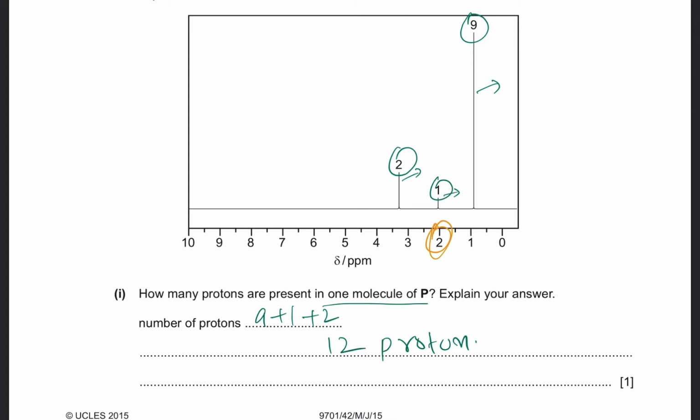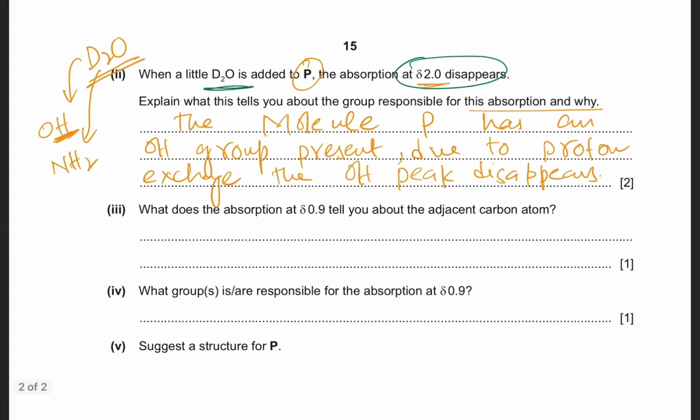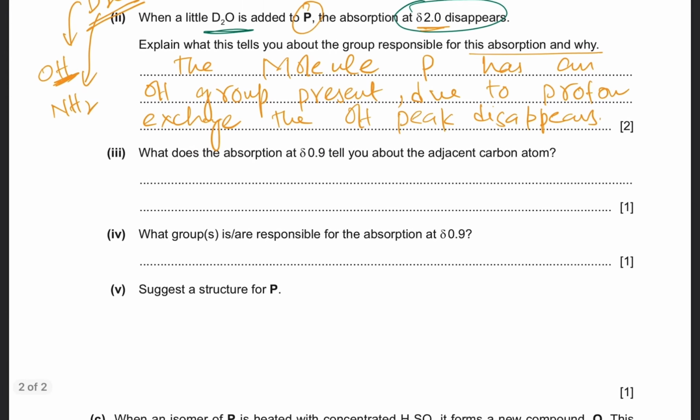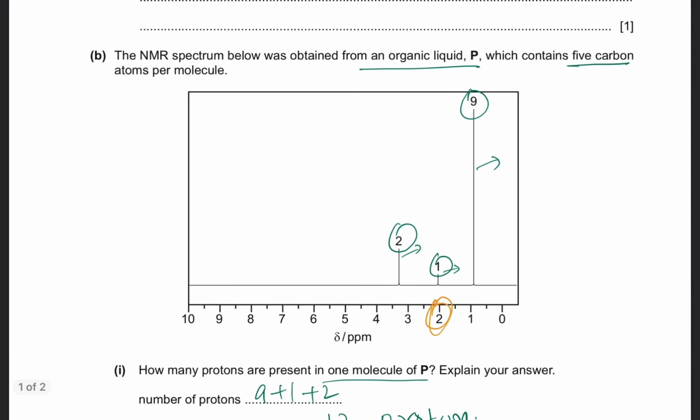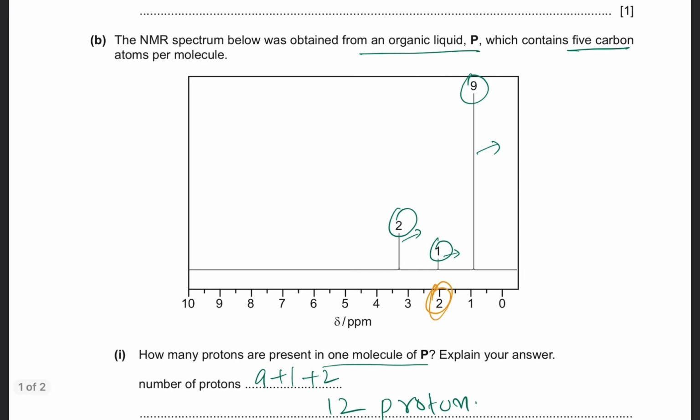So that means it would be OH, not NH2, right? So we have OH present in the molecule. Now, what does the absorption at chemical shift 0.9 tell you about the adjacent carbon atom? The information that we can get from a peak about the adjacent carbon atom is how many hydrogens it has.